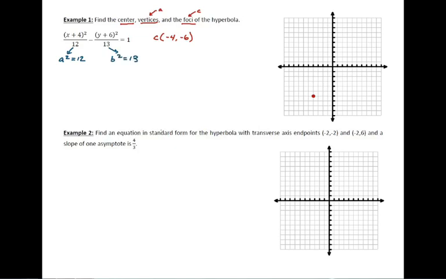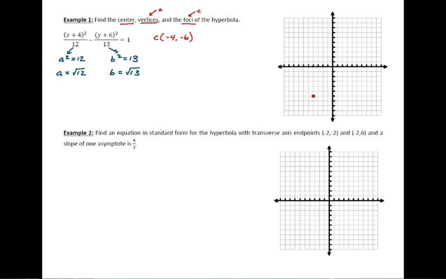So a squared is always the first one. So a squared is going to be 12, and b squared will be 13, which means a would be the square root of 12, and b would be the square root of 13. So neither of those are perfect squares, like I said, but knowing that 12 and 13, if I took the square root of them, both of them will fall somewhere between 3 and 4, because the square root of 9 is 3 and the square root of 16 is 4.